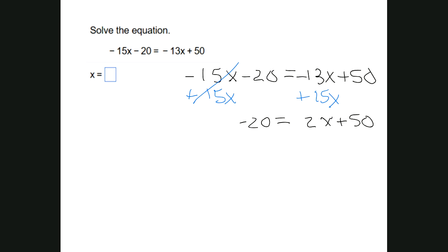Now that we have all our variables condensed over to the right-hand side of our equation, we will move our constants, or our numbers, over to the left side. So I'm focusing on this positive 50 that needs to be moved over to the left side of the equation. To move it, we do the opposite. The opposite of 50 is negative 50. Perform this operation on both sides of your equation, and that will give us negative 70 is equal to 2x.